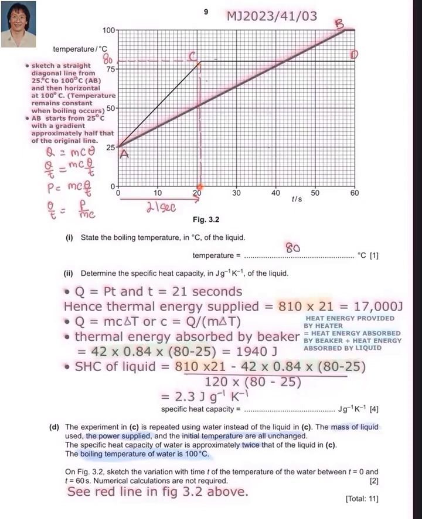The heat energy absorbed by the liquid during this part of the process, AC, is equal to mc theta, which will be equal to the mass of the liquid times the specific heat capacity of the liquid times the temperature change, which is 80 minus 25.